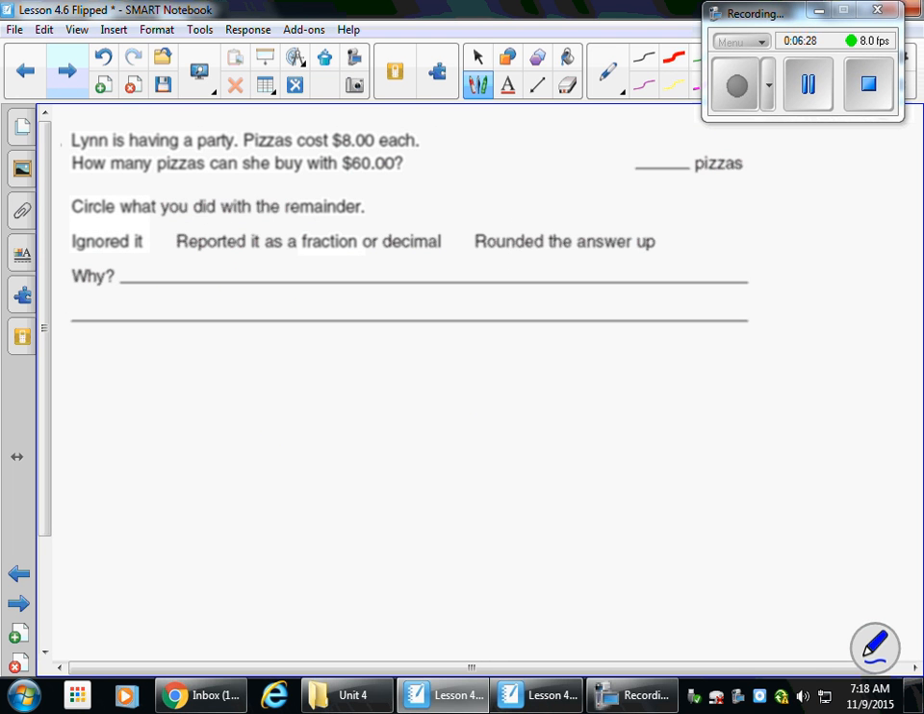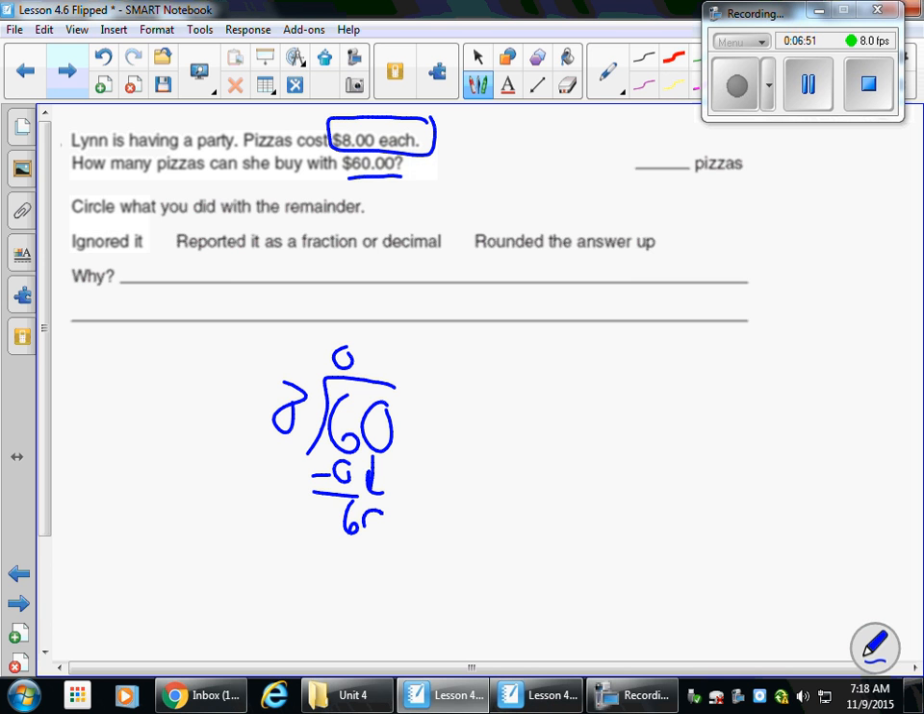Lynn is having a party. Pizzas cost $8 each. How many pizzas can she buy for $60? So how many pizzas she can buy? They each are $8. She wants to know how many she can buy. So we're gonna go with 60 divided by 8, right? We don't have to put all the decimals in there. 8 goes into 6, 0 times. 8 times 0 is 0. Subtract out of 6, I'm gonna bring down the 0. 8 goes into 60. 8 times 9 is 72. 8 times 8 is 64, so we're going to have to go 8 times 7, which is 56. Subtract, get a 4 here.